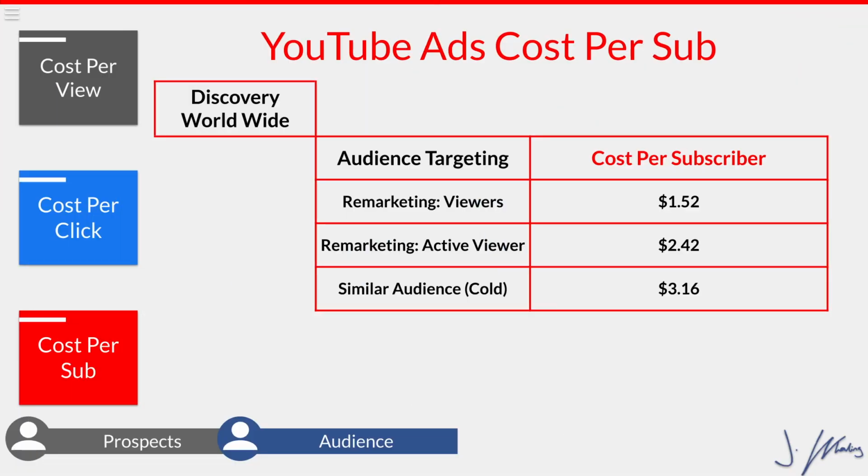When it comes to remarketing viewers, it's costing us $1.52. When it comes to remarketing active viewers, this is trying to get at people who have recently viewed a video, it jumps up to $2.42. And then if we're going with a completely cold audience, where we're saying, hey YouTube, we have these subscribers, go find people more like them using a similar audience, it wound up being over $3.